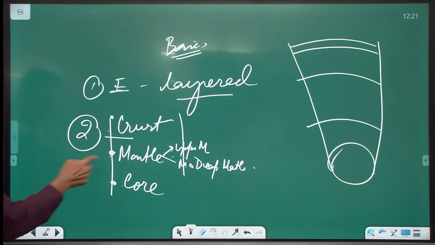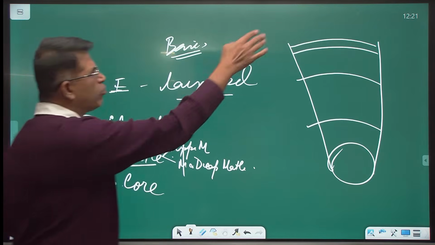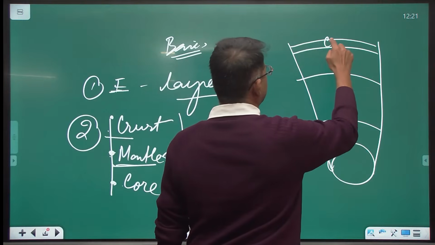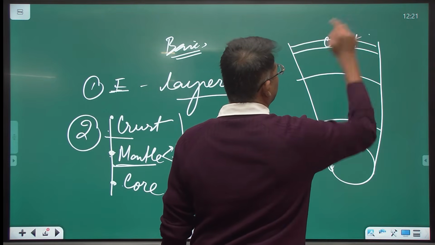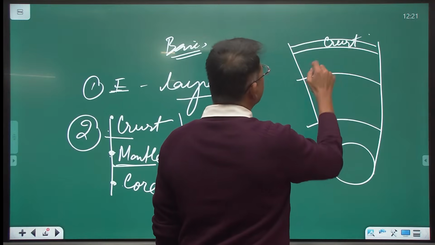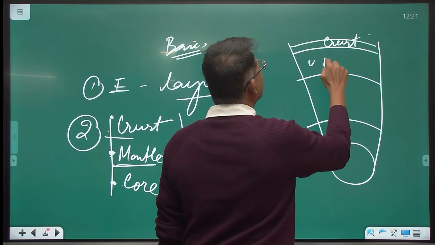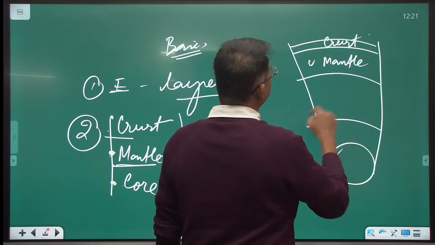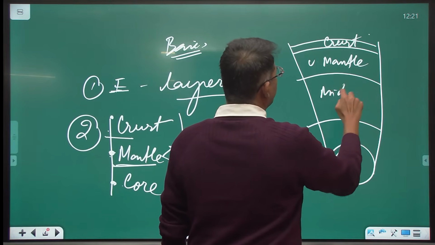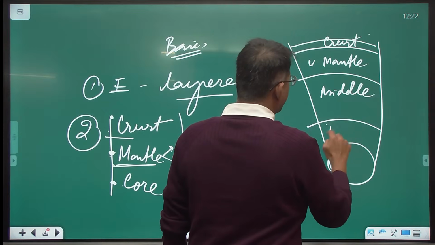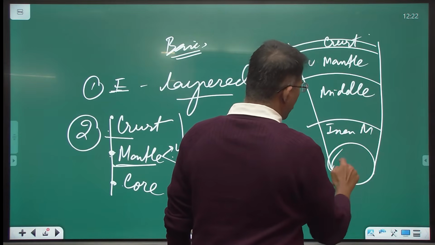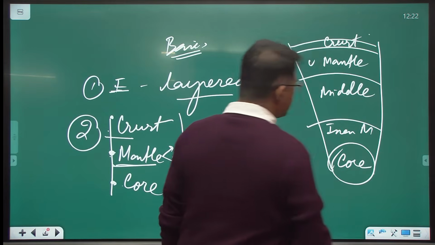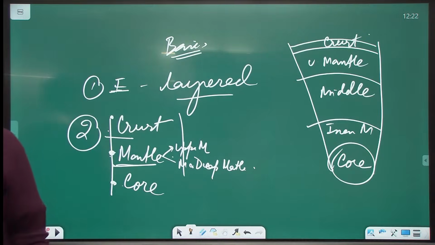Okay, then I'm saying the mantle layer होता है, so the outermost layer is the crust. This is the crust of the earth. Then we have a layer called the upper mantle. Then we have the middle mantle, and we have the inner mantle, और फिर है आपका core. These are the layers of the earth, more or less.